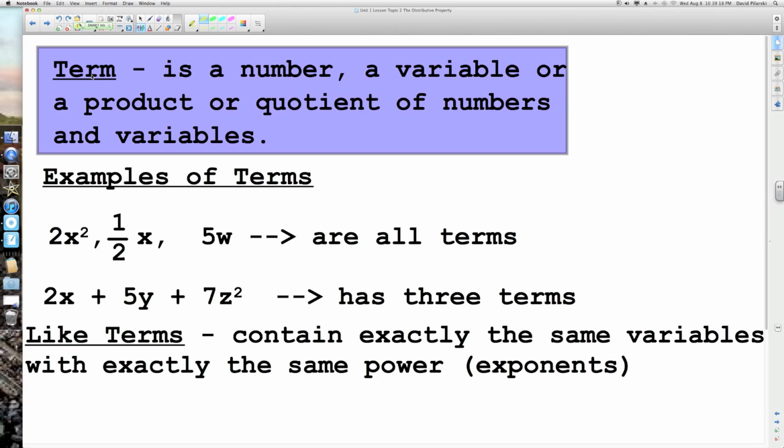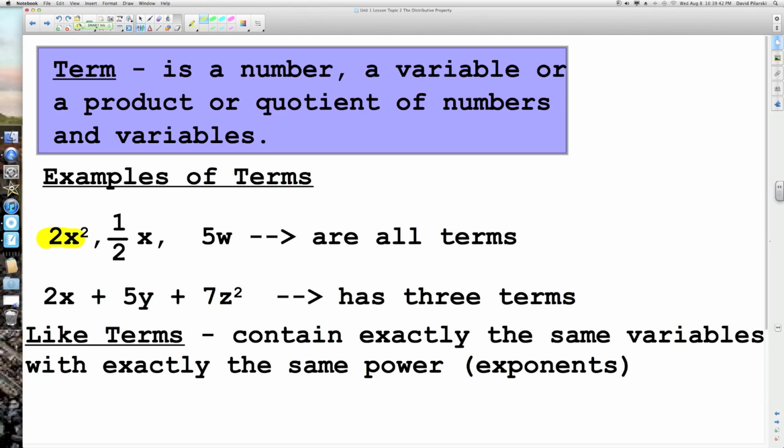Since we've looked at how the distributive property is just basically using multiplication, we need to learn how to combine like terms, which can use the distributive property. First off, a term is a number, a variable, or a product or quotient of numbers and variables. Okay? A term is a single thing. Let me show you a couple examples of terms.